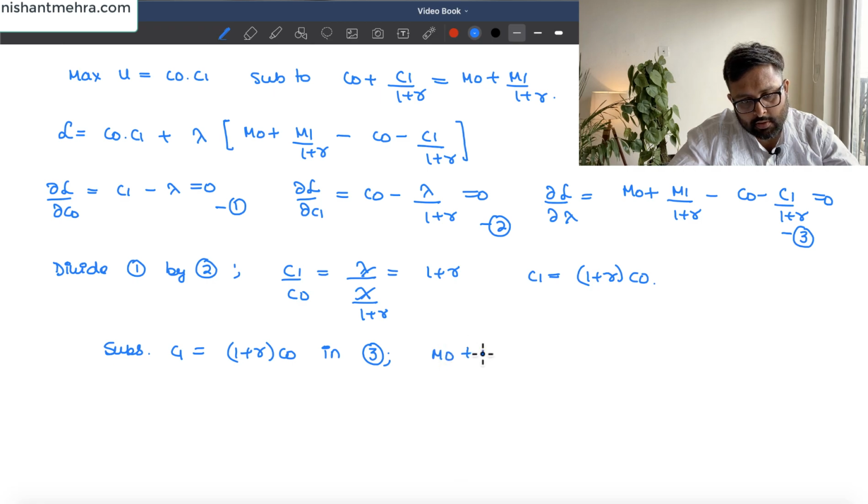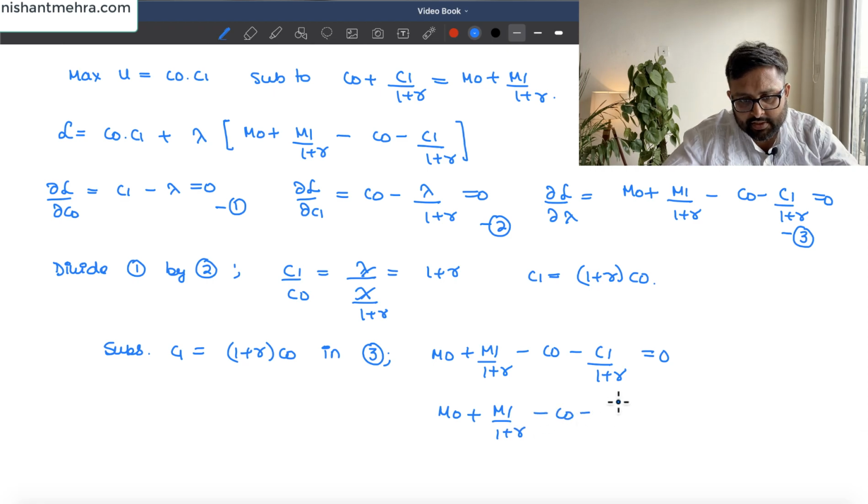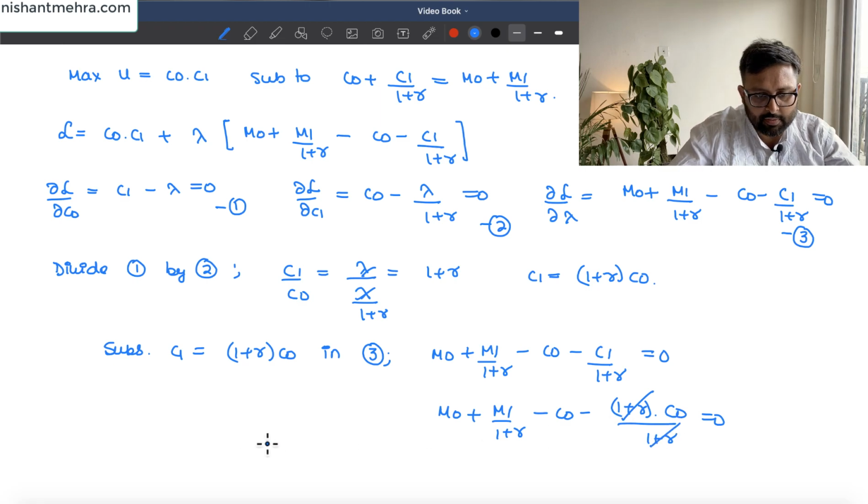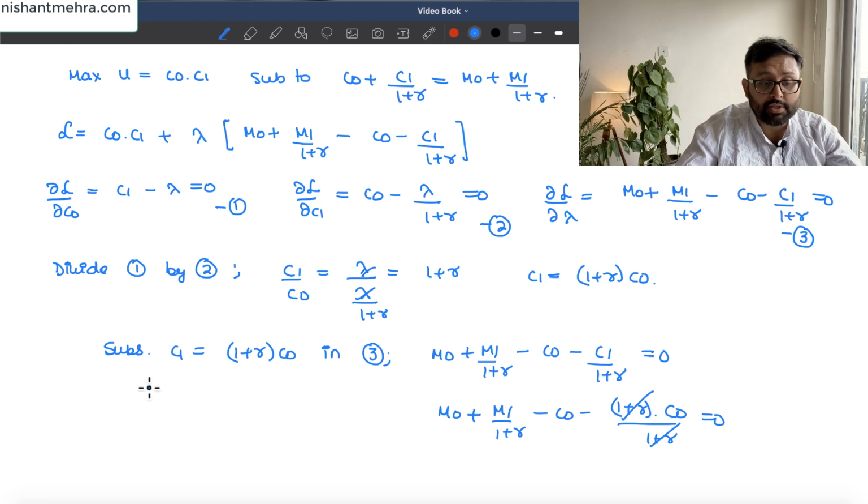M0 plus M1 upon 1 plus R minus C0 minus C1 upon 1 plus R, right? So it is M0 plus M1 upon 1 plus R minus C0 minus, in place of C1 I can write 1 plus R C0 upon 1 plus R, equals 0. So this 1 plus R is gone.